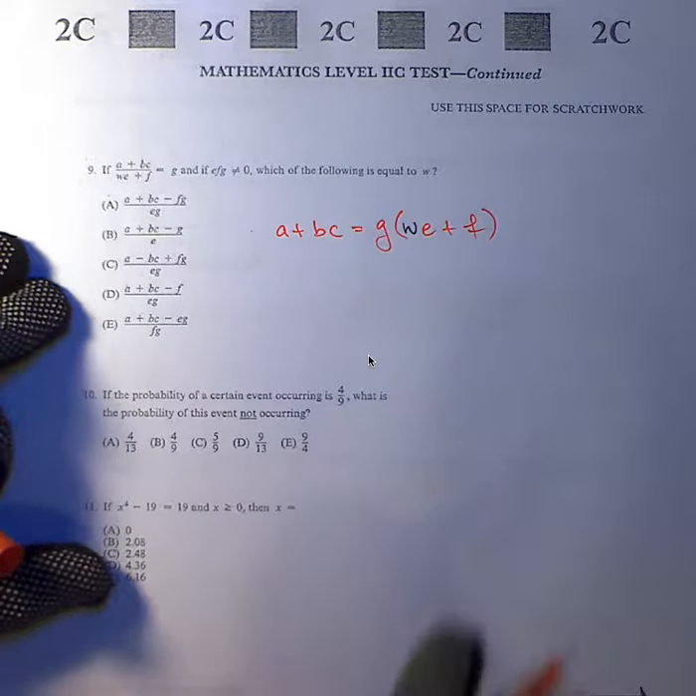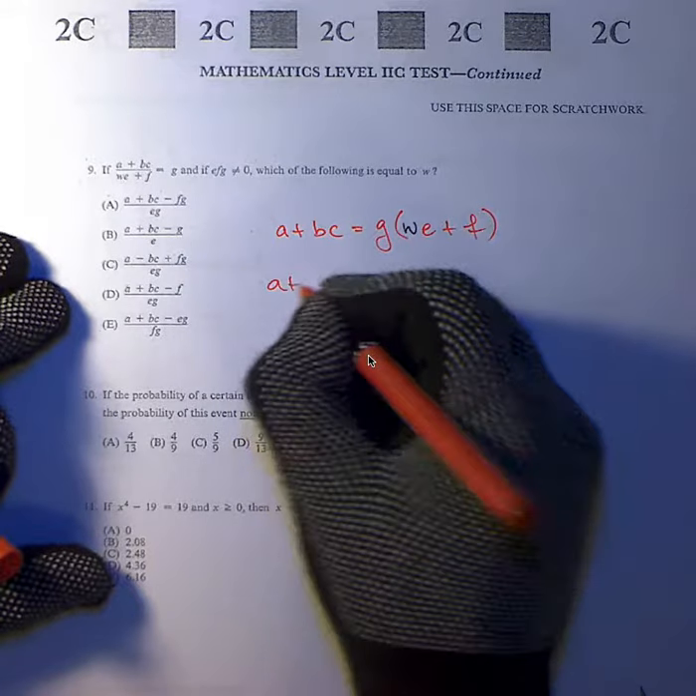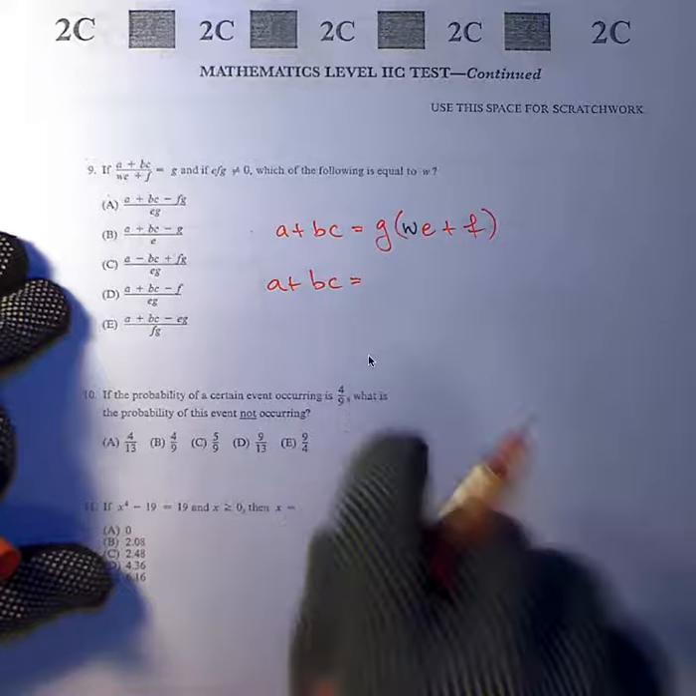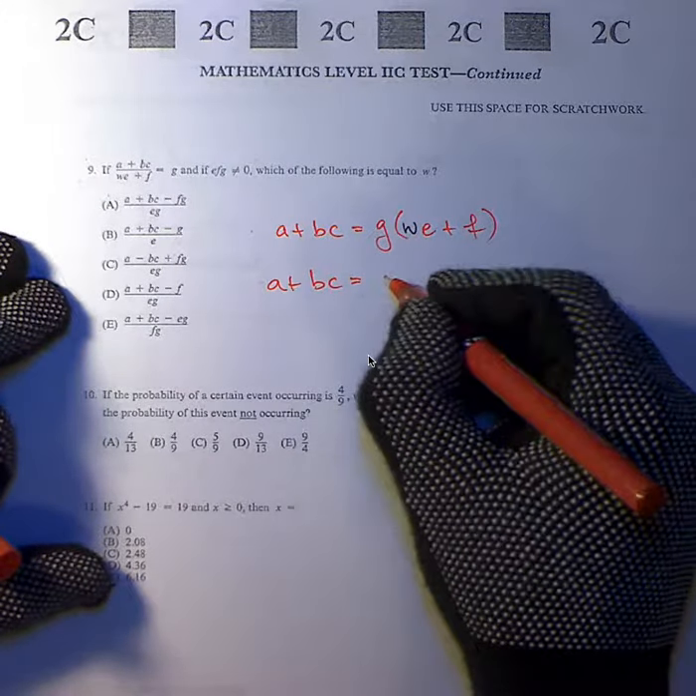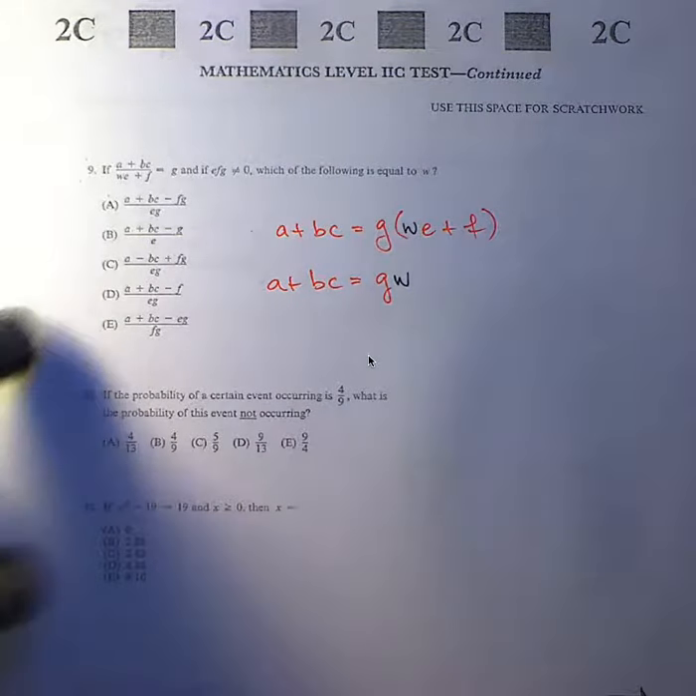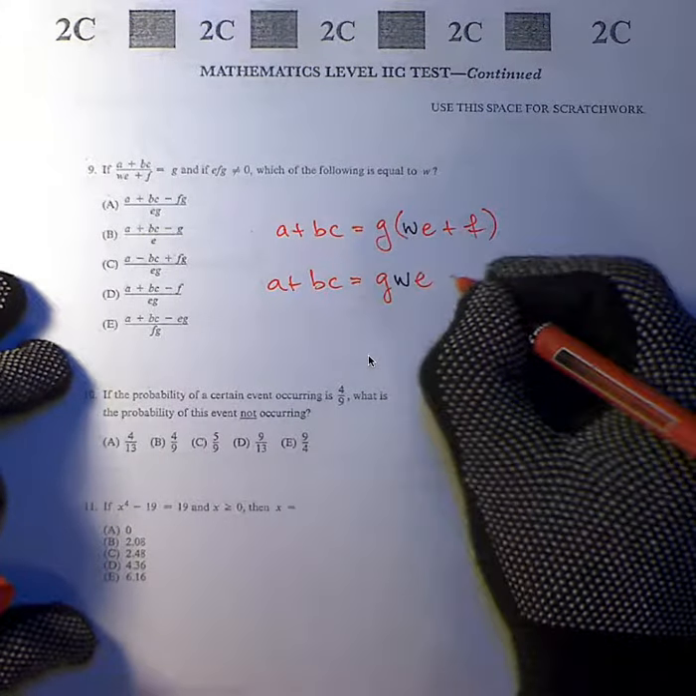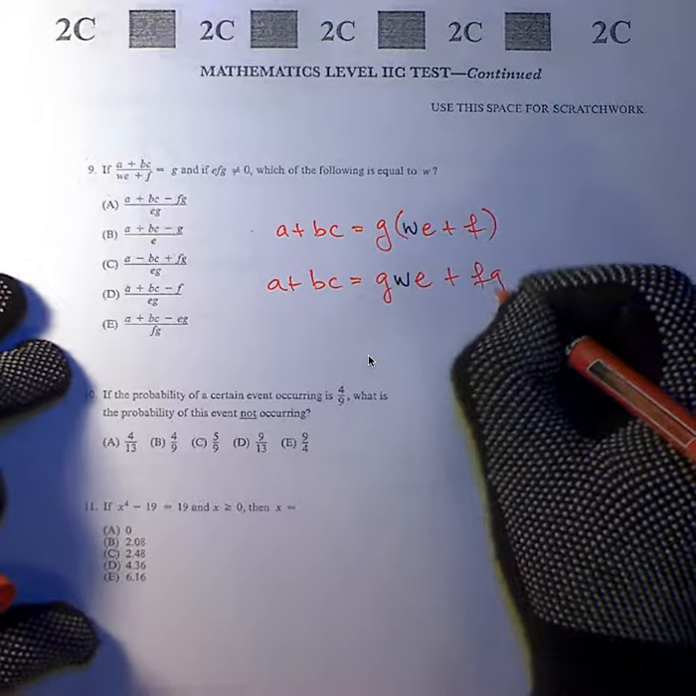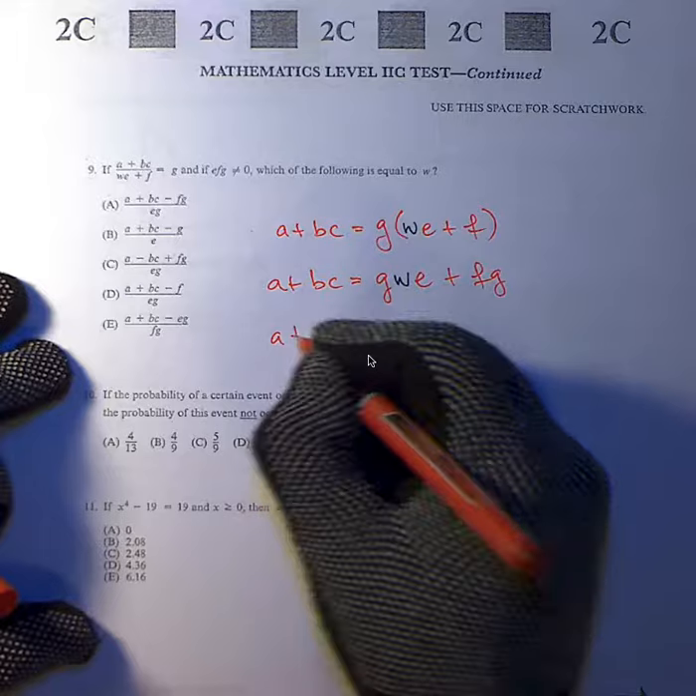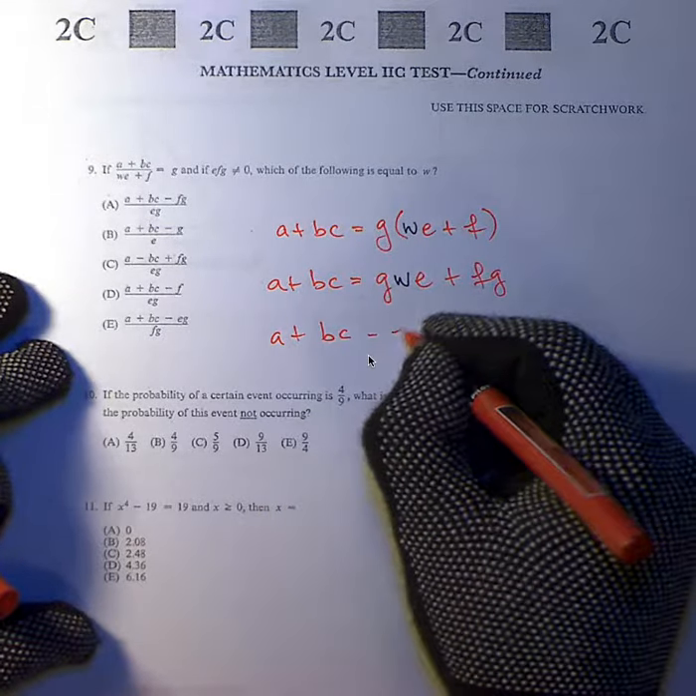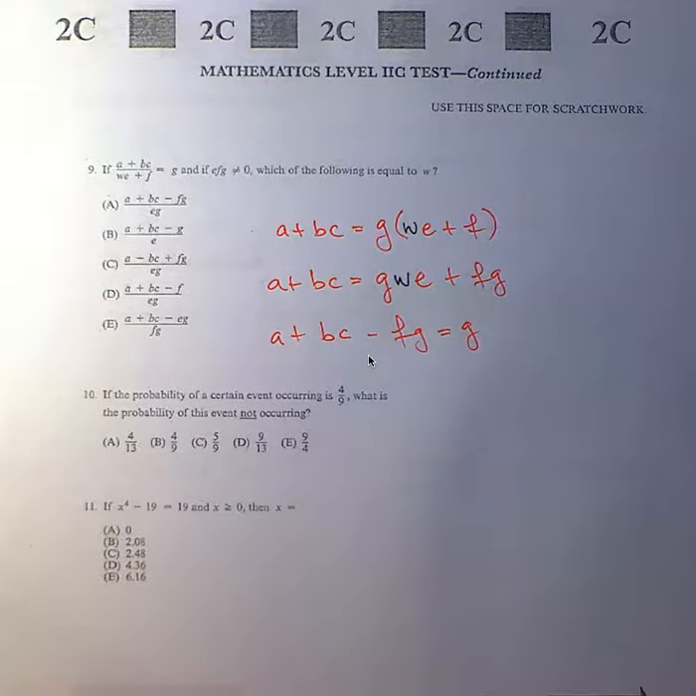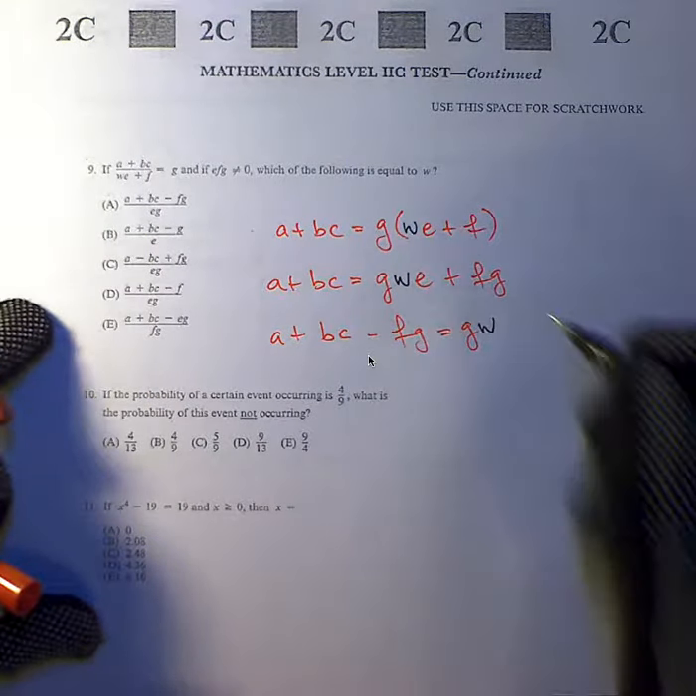Okay, cool. Next, I could write a plus bc on the left and distribute this g, because until we do that, we really can't work on isolating the w. So we got g, and then w, right, and then e, plus fg. Now we subtract fg from both sides of this equation, and we have a plus bc minus fg is equal to g w e, right? Okay, cool.